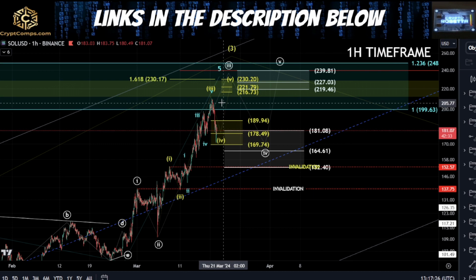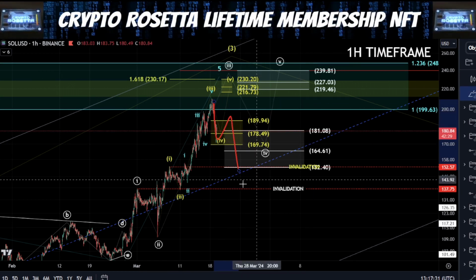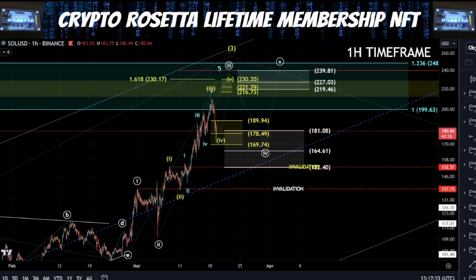If, however, we start to see price breaking down in a bigger way here, we need to just be a little bit careful, because this could actually start to indicate that we have an impulse starting to the downside.